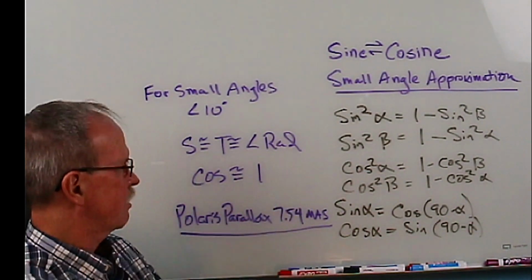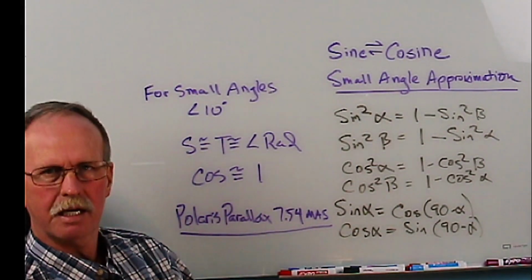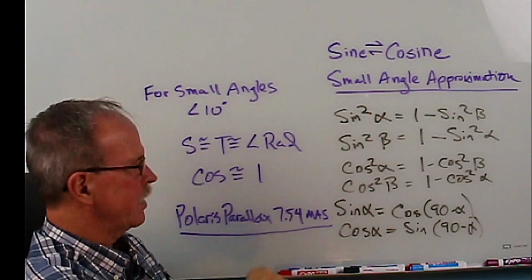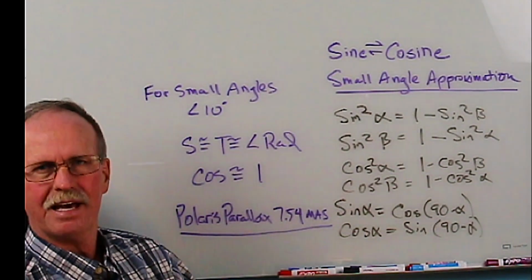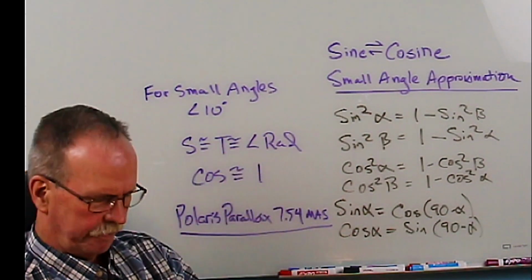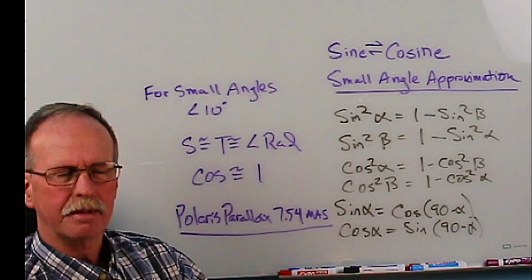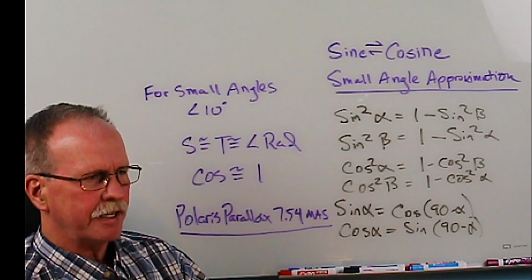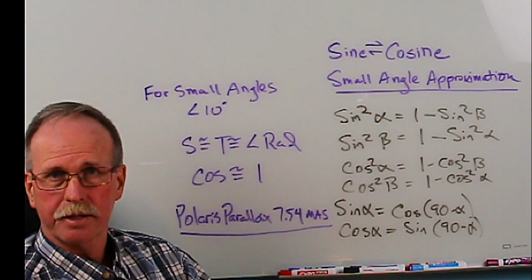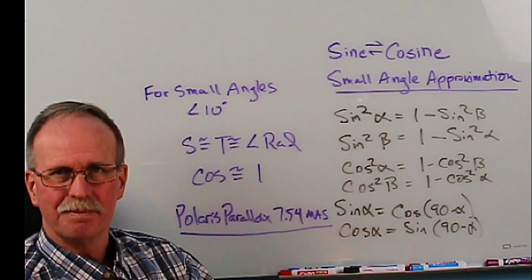The parallax of Polaris, with a base leg of almost 100 million miles, is 7.54 thousandths of an arcsecond. Now, I don't know what's more mind-boggling to me: the fact that there are angles that small, or that we can measure them within 10%. Science is freaking awesome, isn't it?